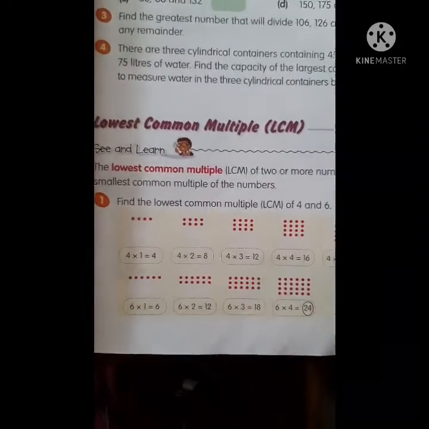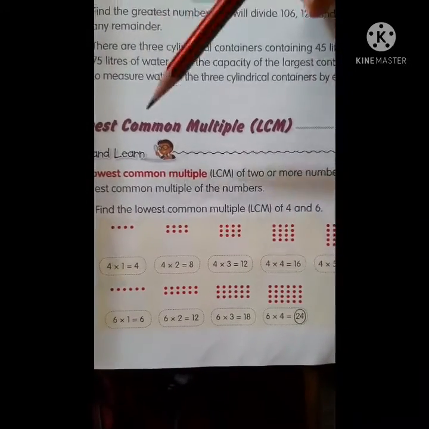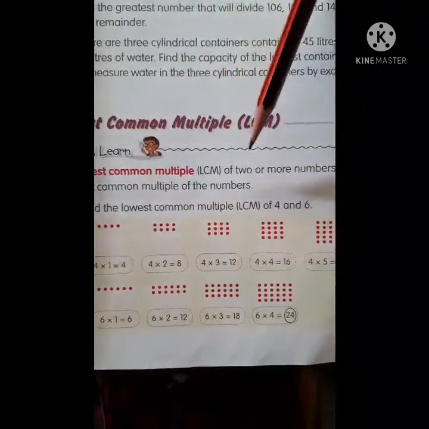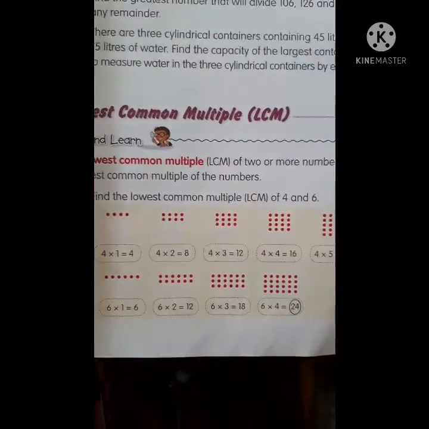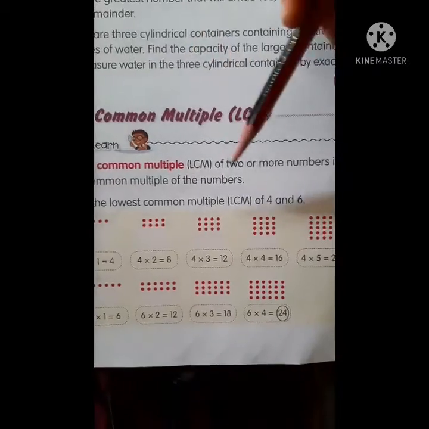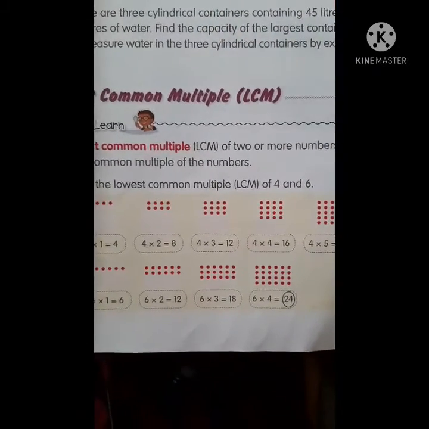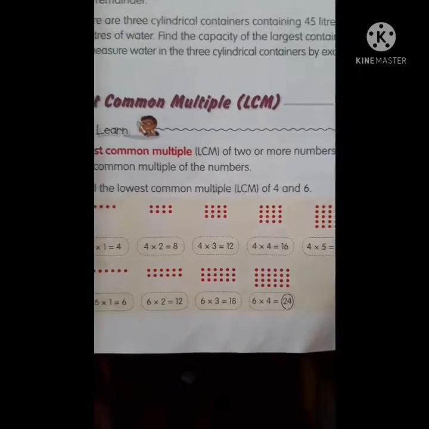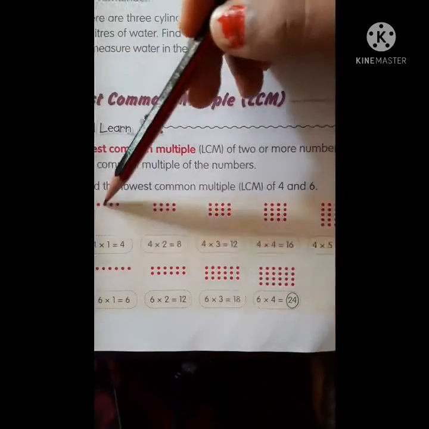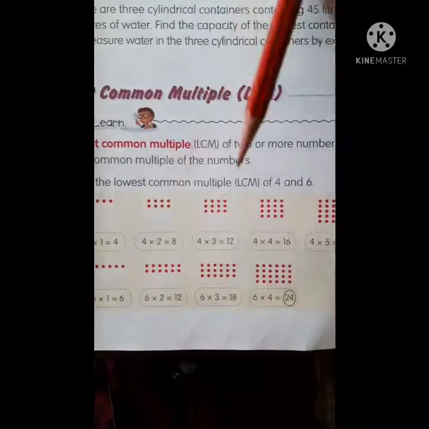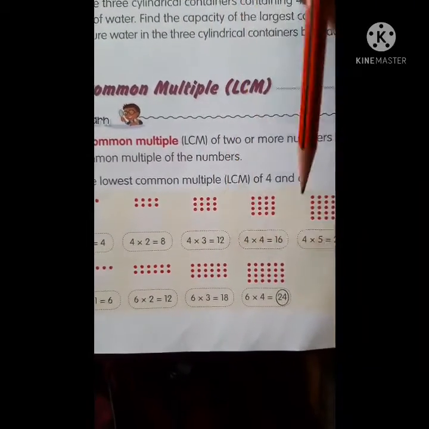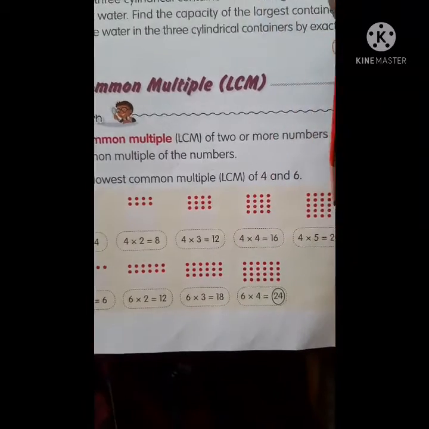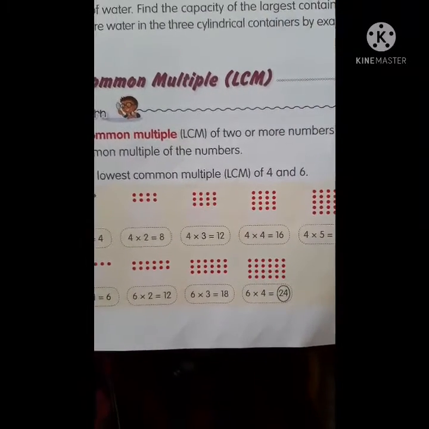Students, in the same way we are going to do the lowest common multiple, that is LCM. What is the lowest common multiple? The LCM of two or more numbers is the smallest common multiple of the numbers. Like, find the lowest common multiple of 4 and 6. How will we find the common multiple of 4 and 6? Let us see, an example is given. The 4 table: 4 into 1, 4 into 2 equals 8, 4 into 3 equals 12, 4 4s are 16, 4 5s are 20, 4 6s are 24.